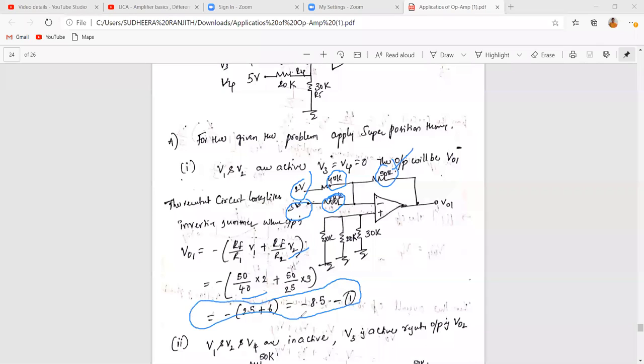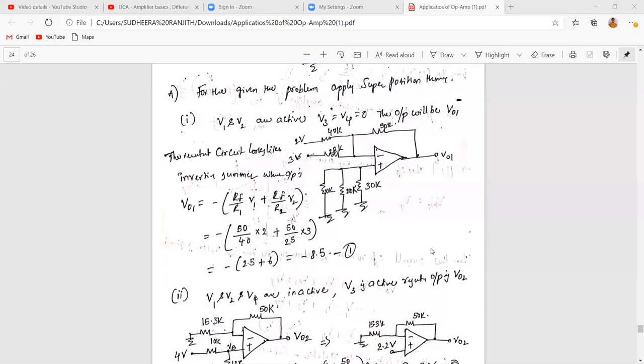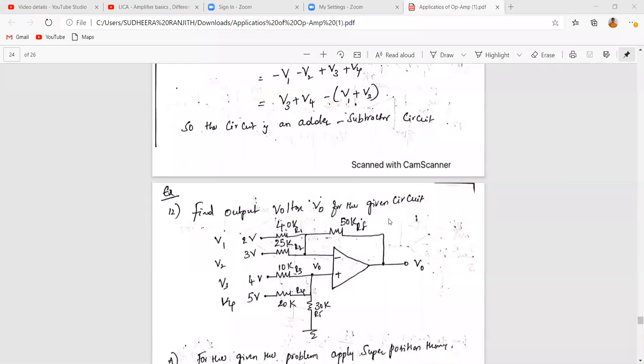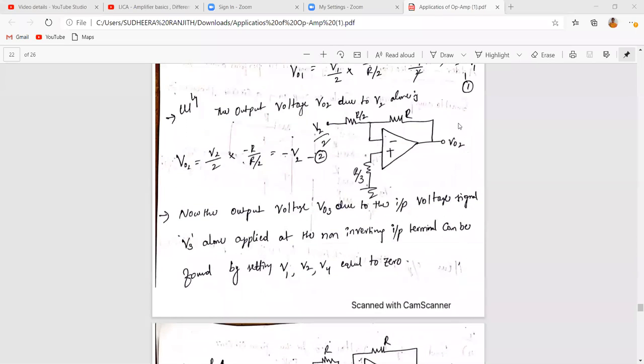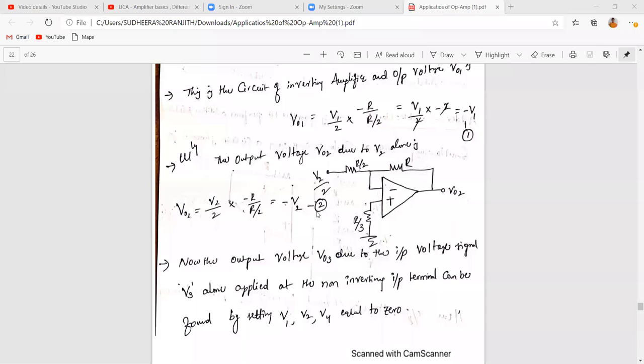So case 1, case 2, మనం పైన derivation లో చేసిన రెండు, అదే చేసేశాను, which is inverting summer, minus 8.5. Is it clear? Yes, sir. మరి పైన డెరివేషన్ వల్ల చేయొచ్చు కదా సార్? చేసుకోవచ్చు. ఇప్పుడు ఈ రెండు యాడ్ చేయండి, V01 అండ్ V02: మైనస్ V1 మైనస్ V2. మైనస్ కామన్ తీస్తే ఏమొస్తుంది అవుట్పుట్? మైనస్ ఆఫ్ V1 ప్లస్ V2, సార్. అదే కదా పైన వచ్చింది మనకి, ఇన్వర్టింగ్ సమ్మర్‌లో అన్ని రెసిస్టెన్స్ ఈక్వల్ అయితే.